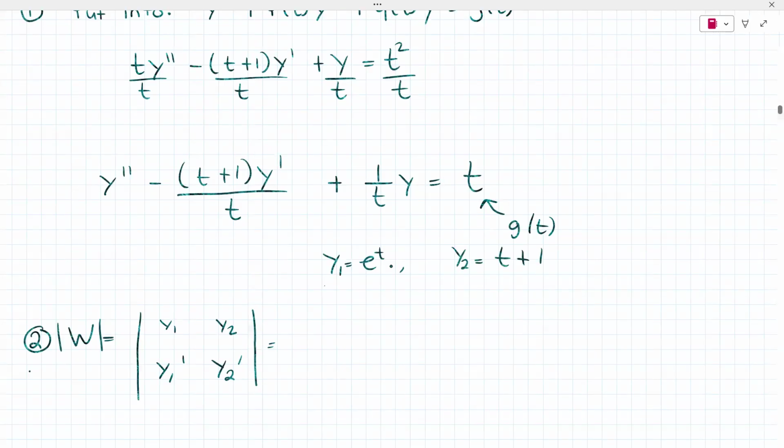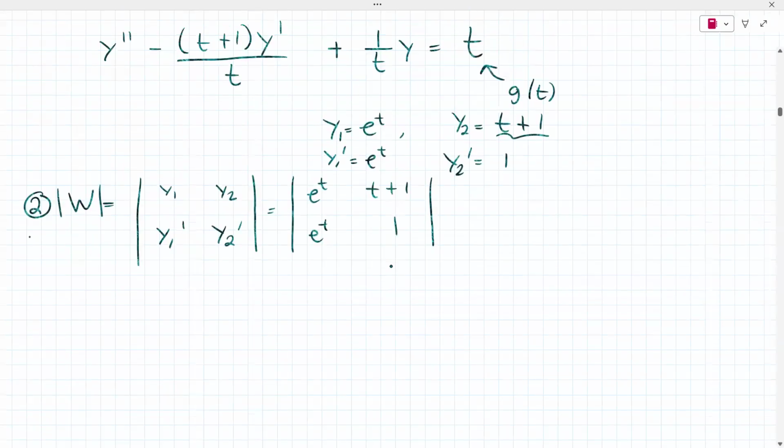Okay, so y1 prime, that's easy. What's the derivative of e^t? It's e^t. Y2 prime, what's the derivative of t plus 1? Just 1. So now you get e^t, and then y1 prime is e^t, and then this is t plus 1, and then the derivative of t plus 1 is 1.